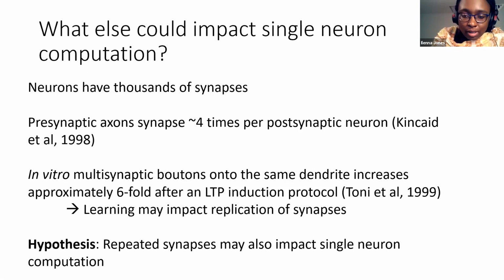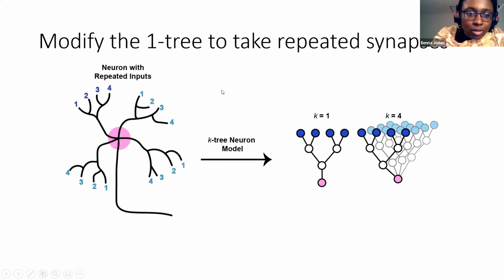So we try to test this hypothesis using the one tree. If you look at this cartoon of a neuron here, I have these terminal inputs, 1, 2, 3, 4 again. And what if I repeated those inputs to other subtrees of this dendritic tree? That leads me to this structure here, the K tree, where you have these subtrees with independent weights receiving the same exact inputs across the whole model. In this way, I'm repeating the inputs, and I'm also increasing the size of the tree.